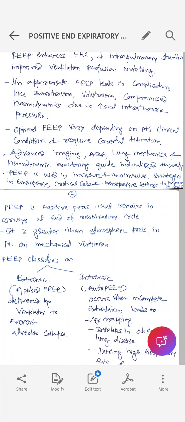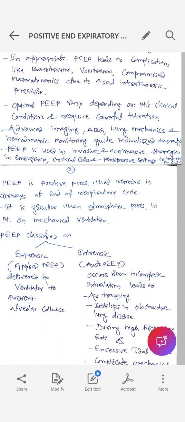Inappropriate PEEP leads to complications like barotrauma, volutrauma, and compromised hemodynamics due to increased intrathoracic pressure. Optimal PEEP varies depending upon the patient's clinical condition and requires careful titration. Advanced imaging, ABG, lung mechanics, and hemodynamic monitoring are a guide for individualized therapy of PEEP.